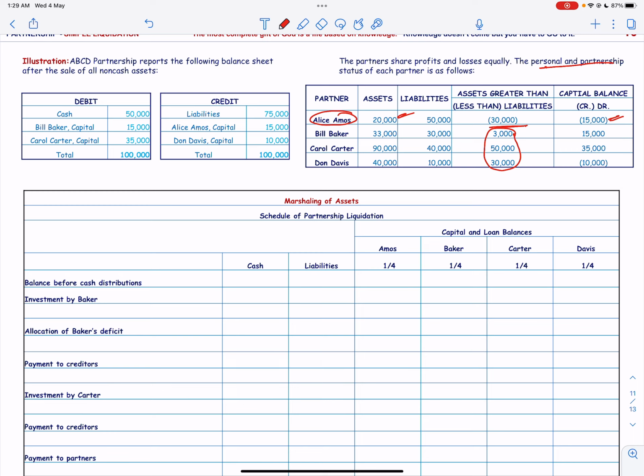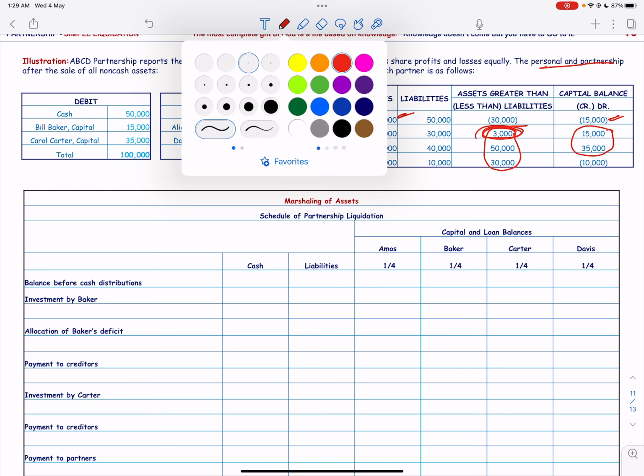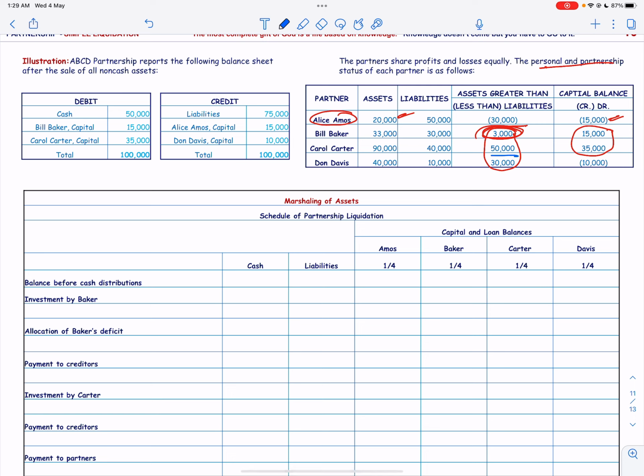The partnership has a claim of 15,000 and 35,000 from Baker and Carter. However, Baker will have only 3,000 for investment in the partnership to reduce his capital deficit. Carter has sufficient personal assets to pay off her personal liabilities and investment in the partnership to cover her share of partnership losses.